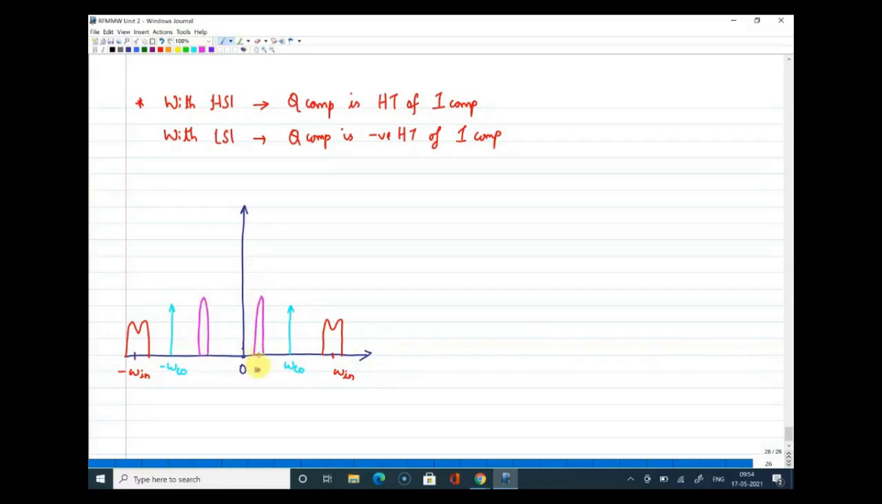So this I am marking as omega IM and this as minus omega IM, right? So just look at this. At the input of the receiver, you will have your signal and many other interferers, and we are looking at the specific interference which is located at equal distance from omega LO, which is omega IM.